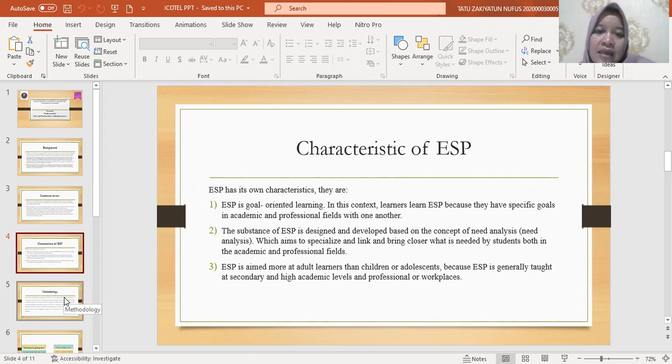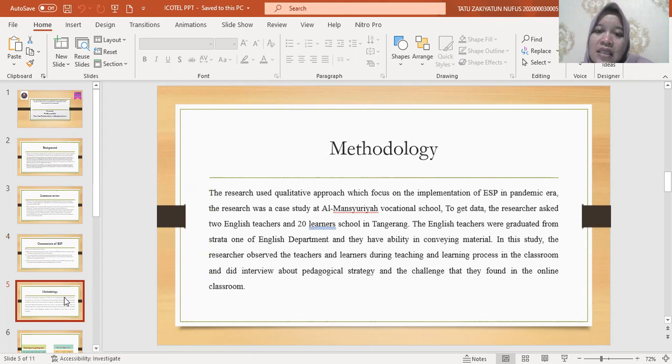So how to get the data from these cases? This is the methodology that I took. The research used a qualitative approach which focused on the implementation of ESP in the pandemic era. The research was a case study at Al-Mansuriyah Vocational School. To get the data, the researchers asked two English teachers and 20 learners at the school in Tangerang. The English teachers were graduates of the English department, and they have the ability in conveying material. In this study, the researchers observed the teachers and the learners during the teaching and learning process in the classroom and did interviews about pedagogical strategy and the challenges that they found in the online classroom.